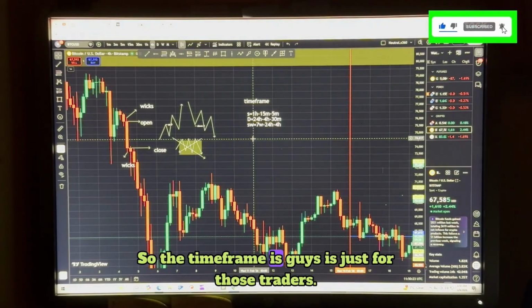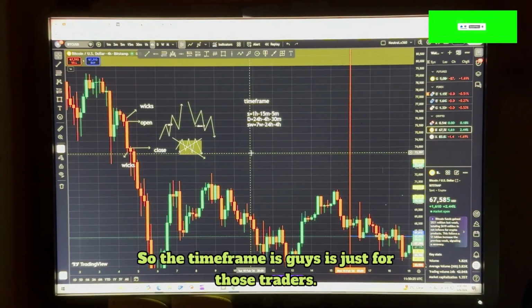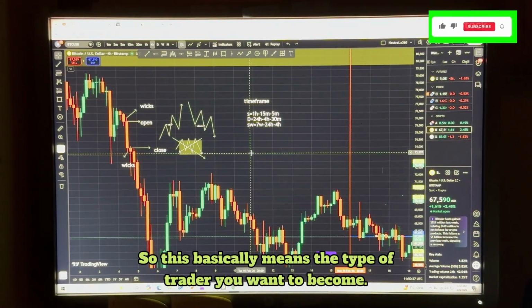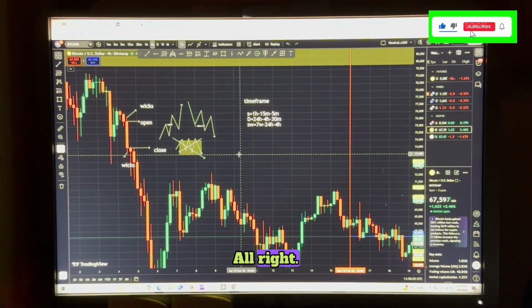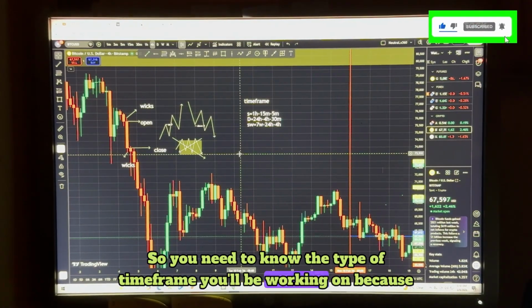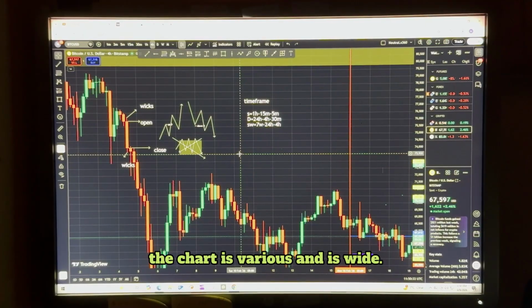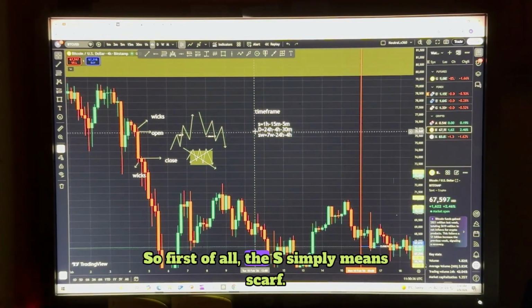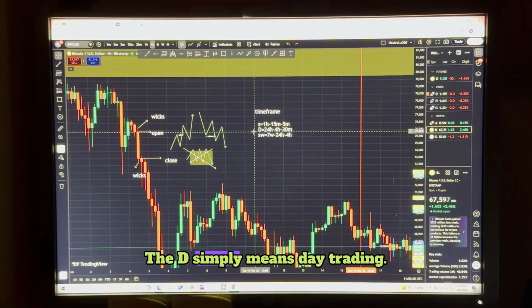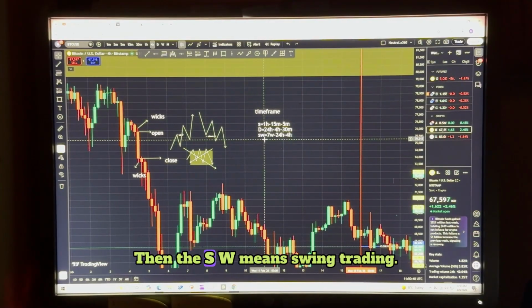So the time frame is just for those traders. This basically means the type of trader you want to become. You need to know the type of time frame you'll be working on, because the chart varies and is wide. First of all, the S simply means scalp, the D simply means day trading, then the SW means swing trading.